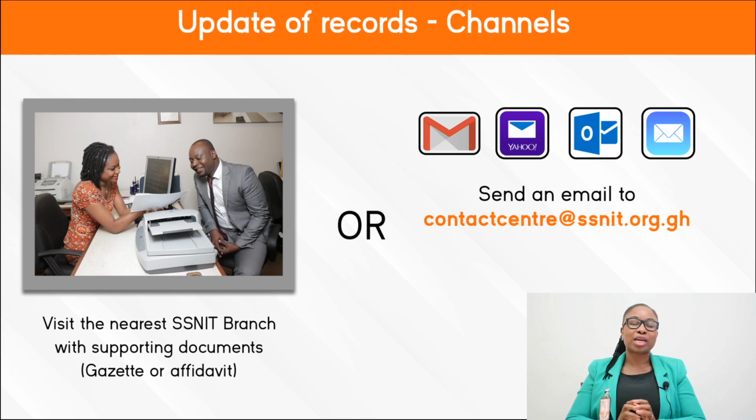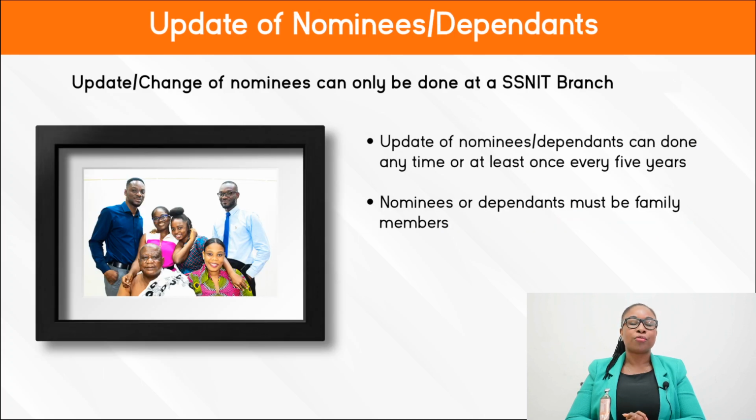Let's take a closer look at the updates of nominees or dependents. To update or change your nominees can only be done at a SSNIT office. To update your nominees, the law mandates you to do it at least every 5 years or once every 5 years. But you are expected to do it anytime before the 5 years.